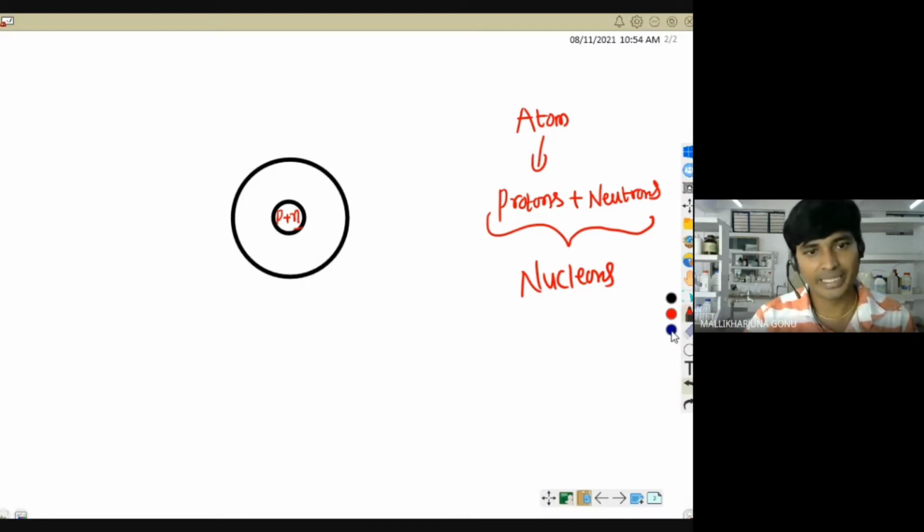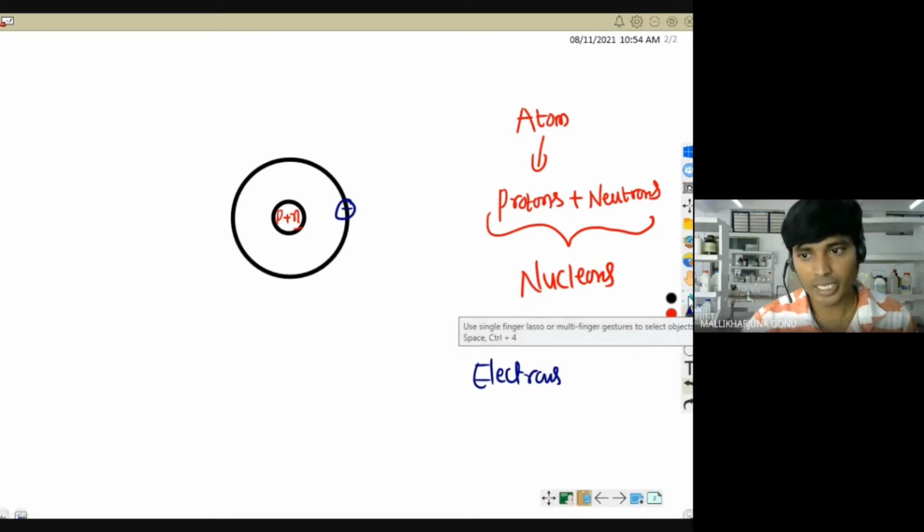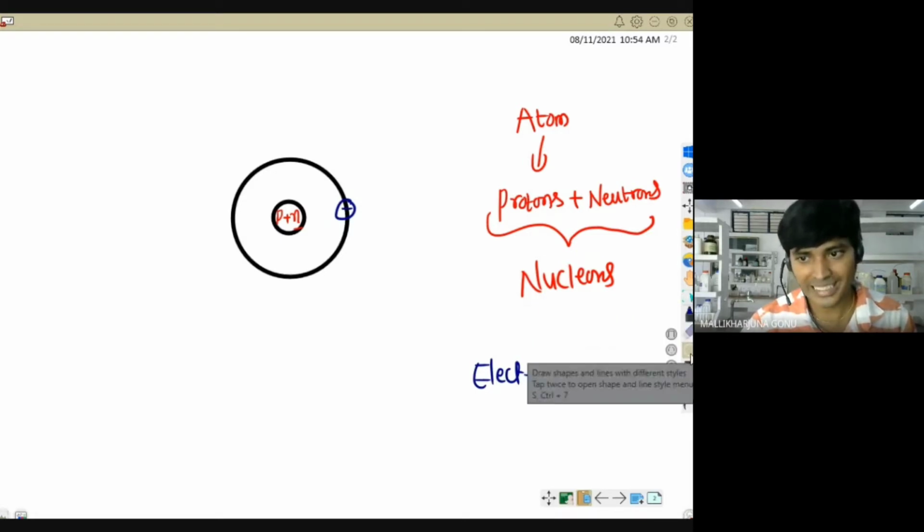And here electrons will be there. The orbits, we call them shells, hold the electrons, which have negative charge. What is the charge of the electrons? Let me draw a table. All of you write it down. We will discuss charge and mass.